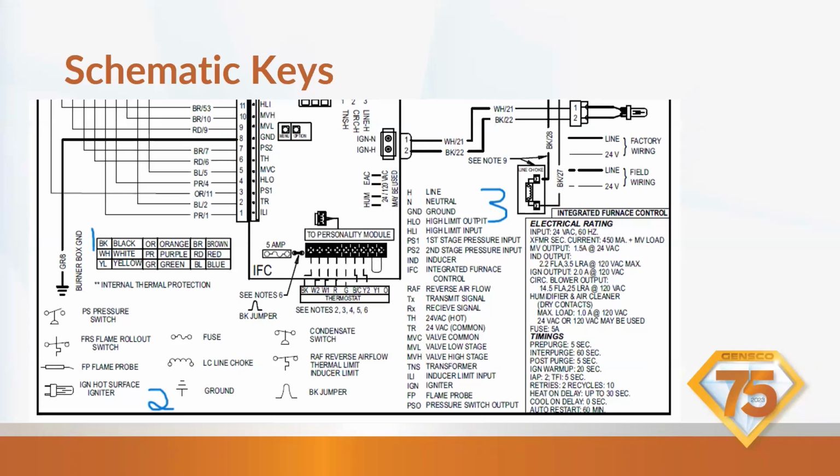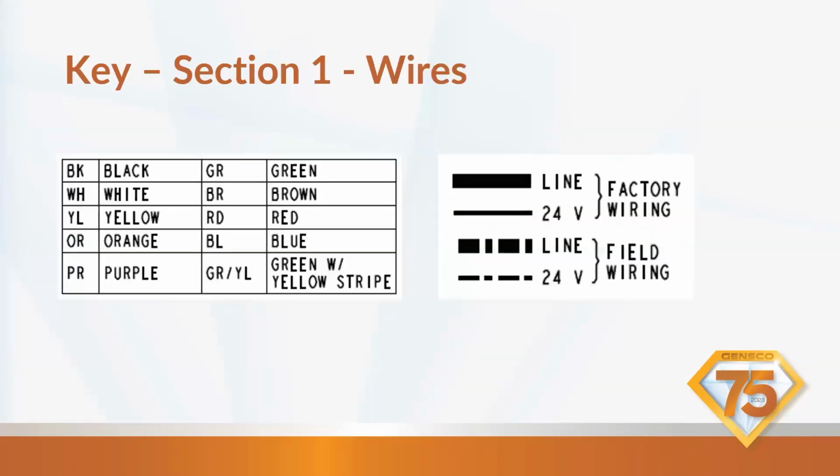You're also going to have different abbreviations. So sometimes they abbreviate things separately. We're going to go over those sections of the key here. And you see I have them numbered 1, 2, and 3. And we're going to go over them in that order. All right. So the first part here is the wires.